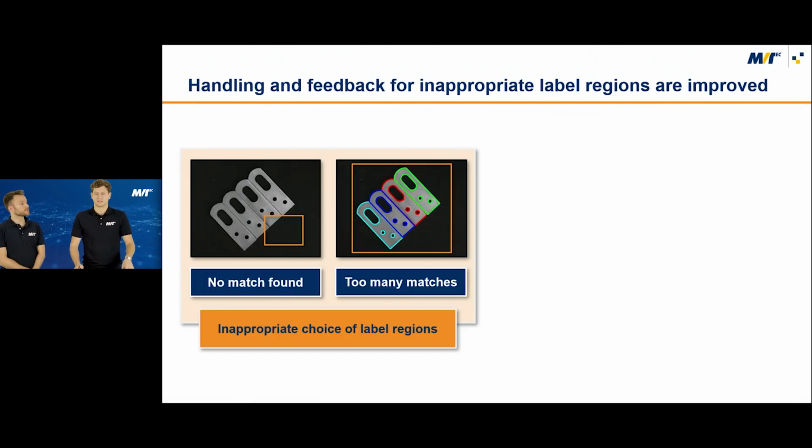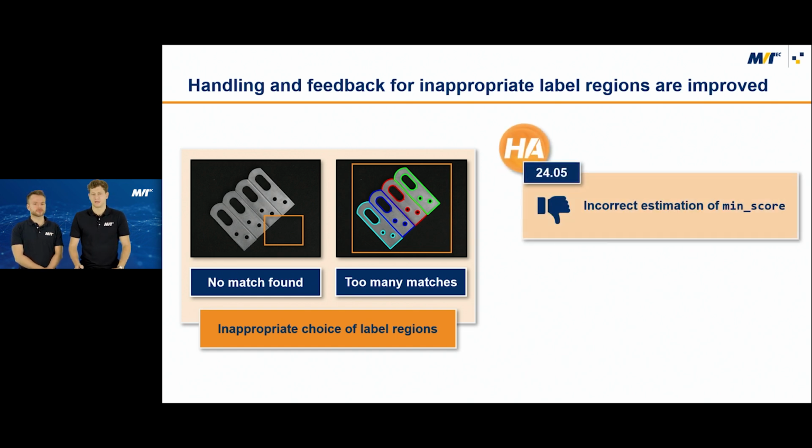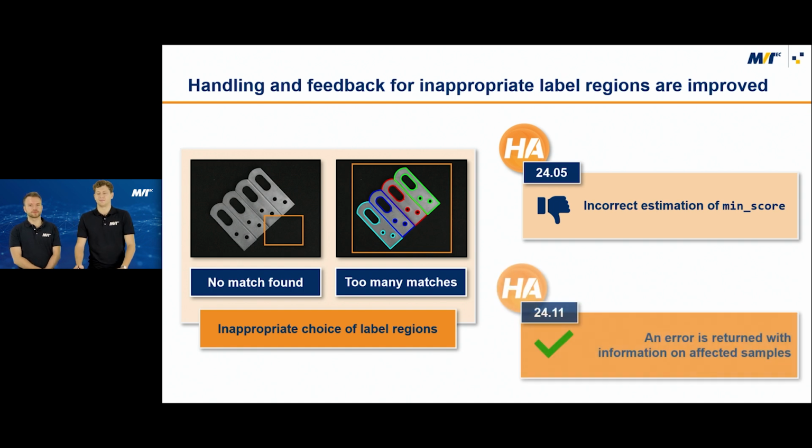Moreover, we noticed some problems with inappropriate choice of the label regions for the extended parameter estimation. For example, if no matches are found inside the label region, or if too many matches are found in the label region. Up until HALCON 2405, such an inappropriate sample definition led to a wrong estimation of the min score. With HALCON 2411, the handling and feedback for these cases is improved, and now an error is returned containing information about the affected label regions.